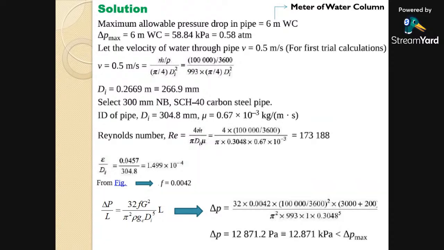Last lecture answer. What was the answer for the first trial? 9.8. 9.8 something kilopascal as a pressure drop we have got.